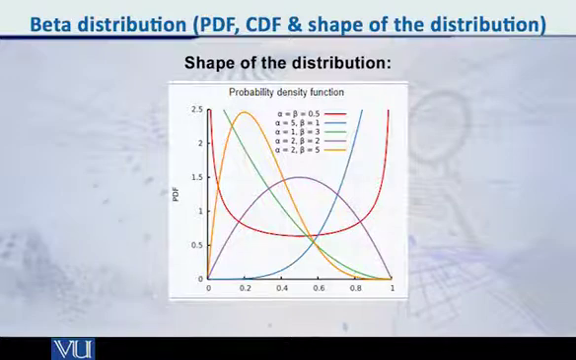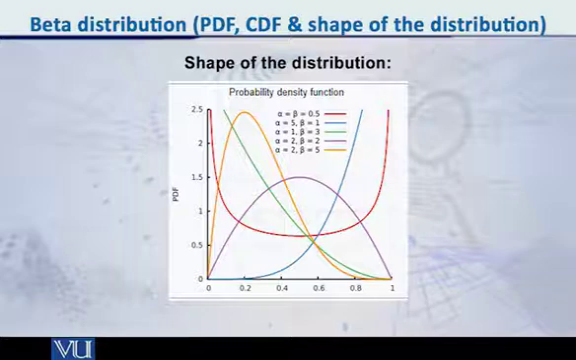When alpha is equal to beta is equal to 0.5, the distribution is U-shaped. When alpha is equal to 5 and beta equal to 1, the distribution is extremely negatively skewed, जिसको हम J-shaped भी कहते हैं. When alpha is equal to 1 and beta is equal to 3, it is the reverse case. This time, it is an extremely positively skewed distribution, and we can also call it the reverse J-shape.